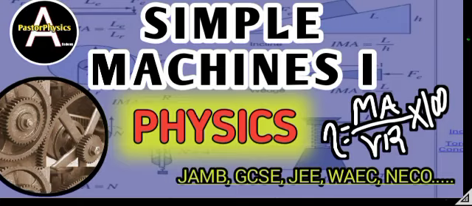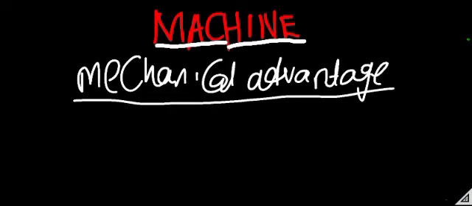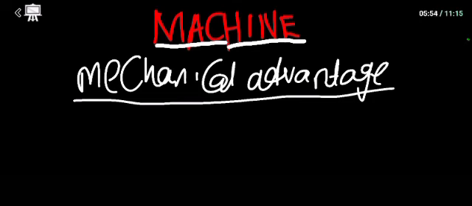The number one is called mechanical advantage. Mechanical advantage, are we getting it now? It tells you the advantage of the machine. It tells you how the machine has been able to multiply your force to do what you cannot do.